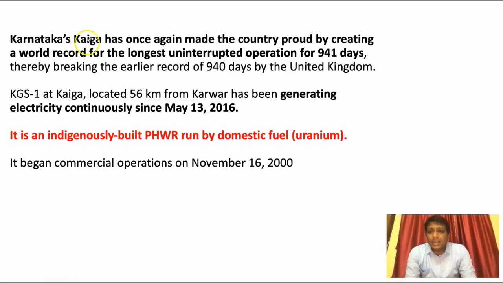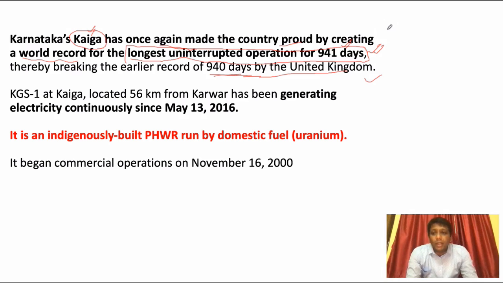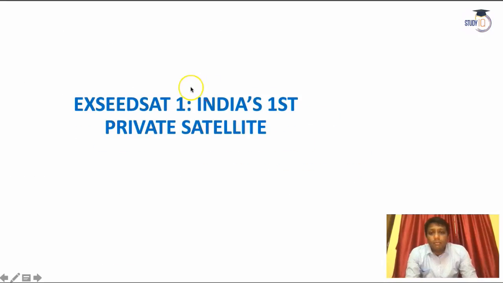See, guys, Karnataka's Kaiga. So where is the Kaiga reactor? It is in Karnataka. It has once again made the country proud by creating a world record for the longest uninterrupted operation, 941 days. Excellent, guys. Uninterrupted operation for 941 days. Before it, the record of 940 days of uninterrupted operation was held by the United Kingdom. So India is ahead here, and India ranks first in the number of reactors operating for the maximum days. This KGS-1 at Kaiga is located 56 km from Karwar district. It has been generating electricity continuously since 2016.